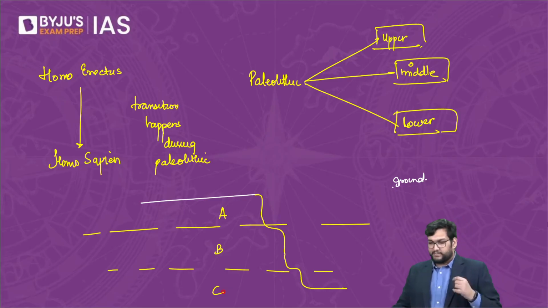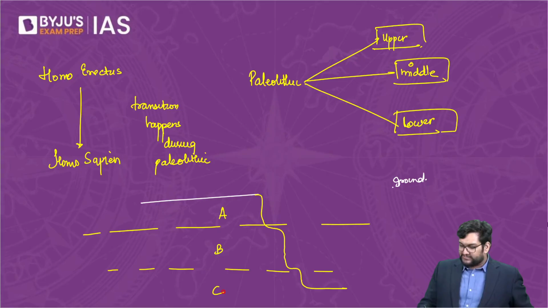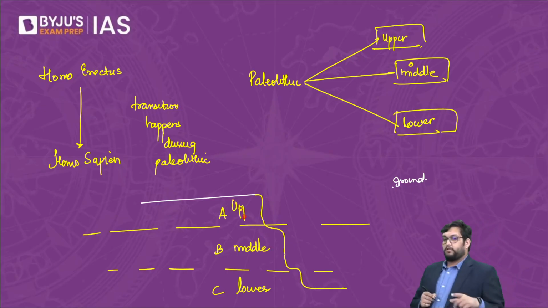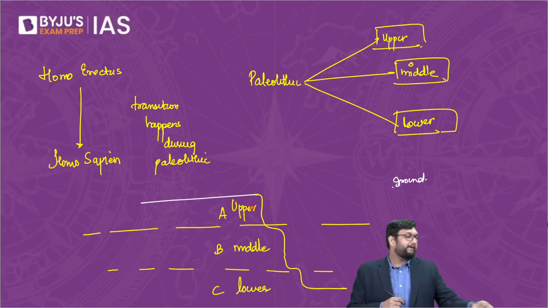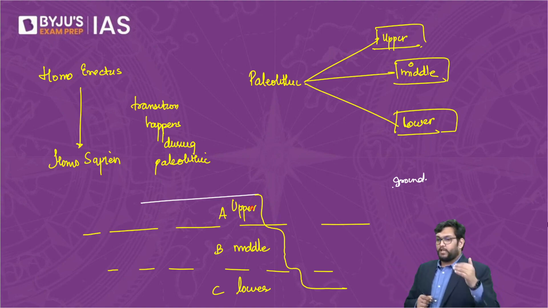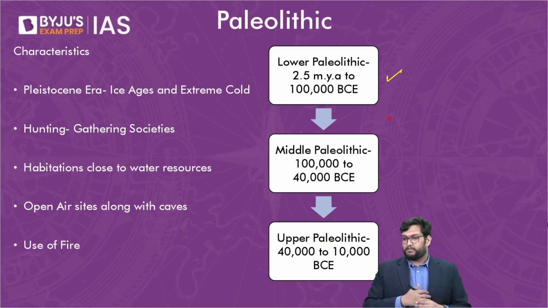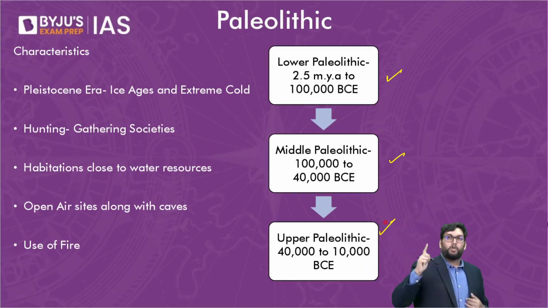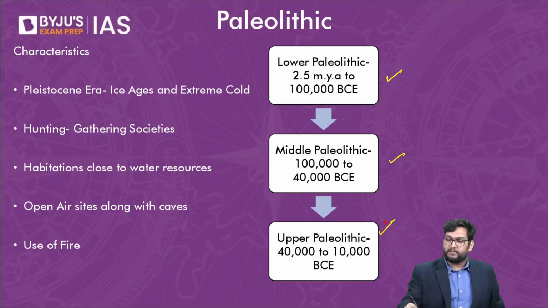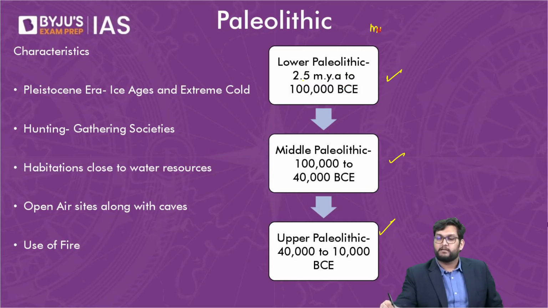It will be C. So this is called lower. This is called middle. This is called upper. So Paleolithic is basically divided into 3: lower Paleolithic, middle Paleolithic, and upper Paleolithic. Lower is the furthest away, 2.5 MYA. MYA means million years ago, MYA, you take it as BCE only.